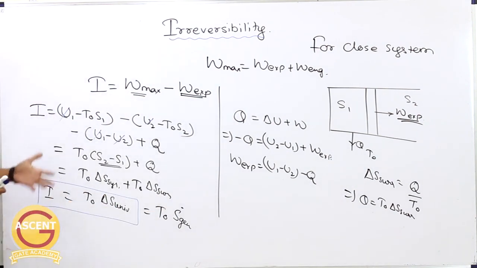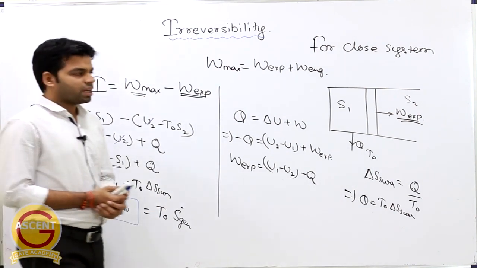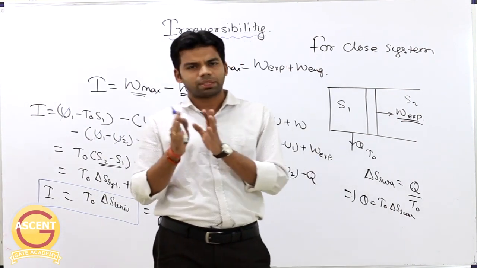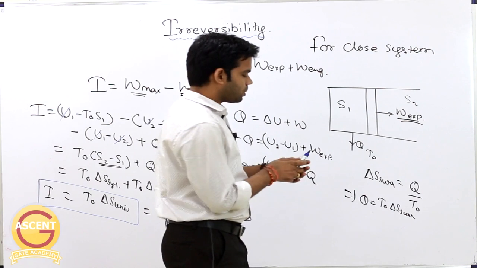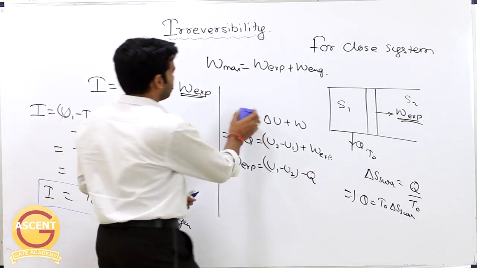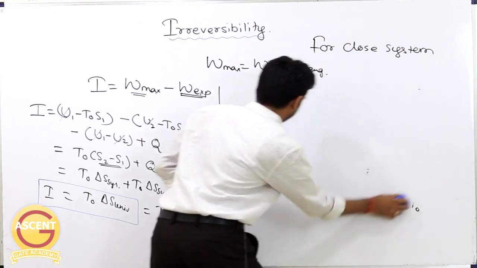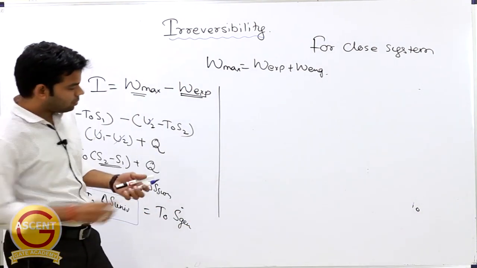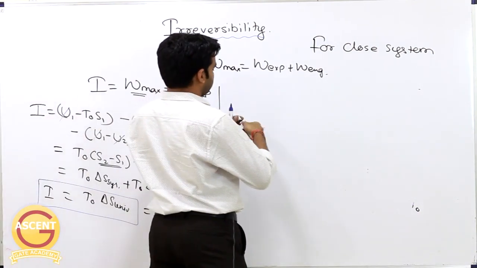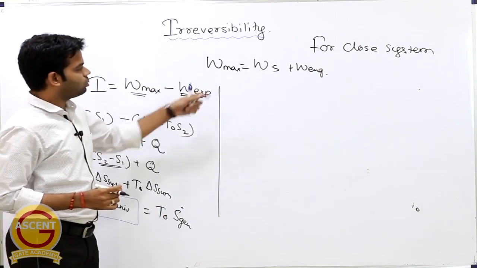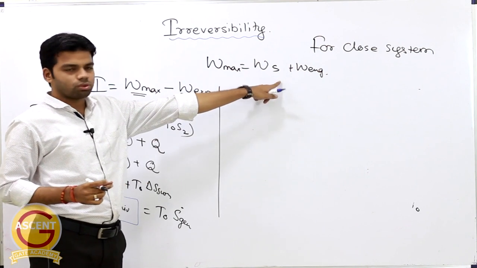We will get irreversibility for a certain process. Same thing is applicable for open system also. This I am leaving up to you. Same thing you have to do for open system. Obviously, this W max will be equal to W shaft plus W engine. For open system, just remember that W max will be equal to W shaft plus W engine.